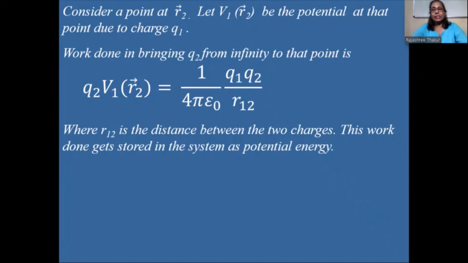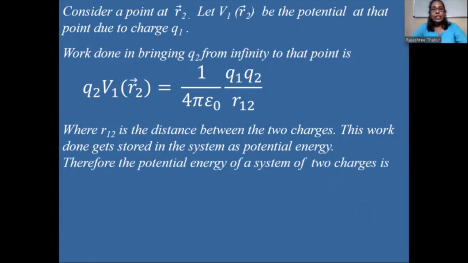This work done gets stored in the system as the potential energy, correct? So therefore, the potential energy of a system of two charges is given by 1 upon 4 pi epsilon 0 Q1 Q2 upon R12. That is denoted by capital U. Alright.